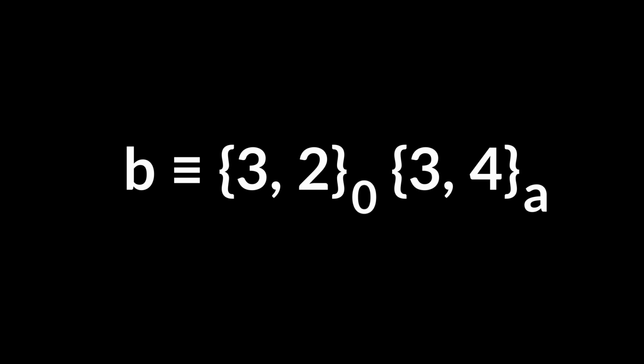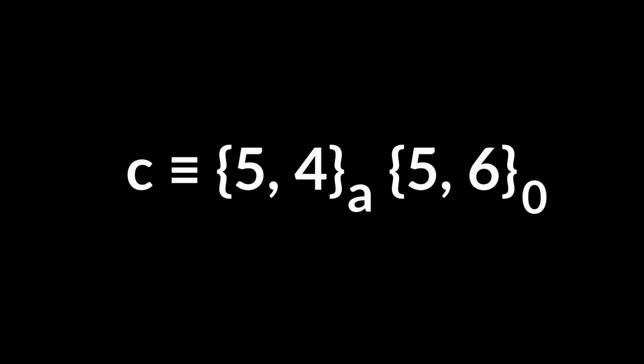Take event B, which matches edges 3, 2, 0 and 3, 4, A. Again, the suffix 0 indicates that the edge 3, 2, 0 matched by event B existed at the beginning of the universe, and the suffix A indicates that the other edge 3, 4, A matched by event B was created by event A. So, event A has to happen before event B can happen.